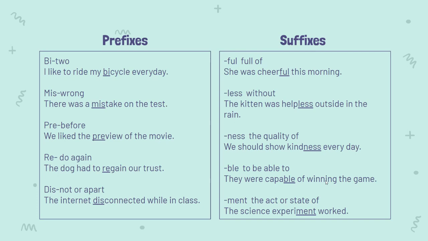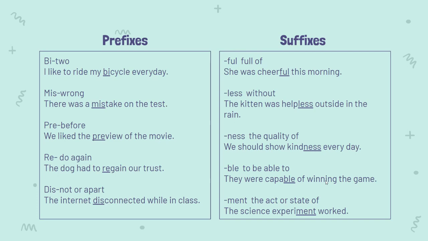And then able means able to. They were capable of winning the game. And then ment means the act or state of. So the science experiment worked.